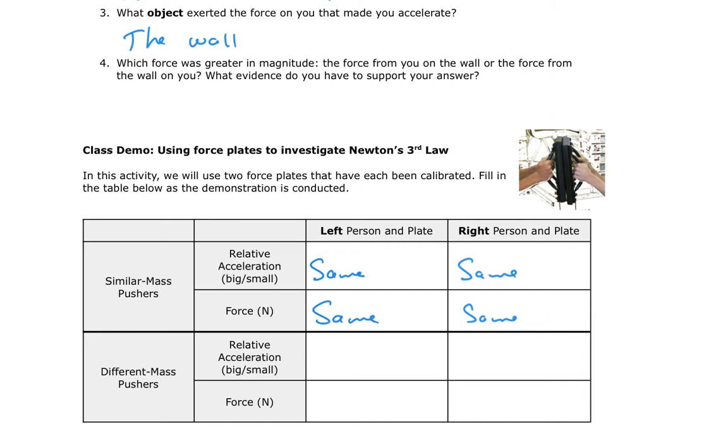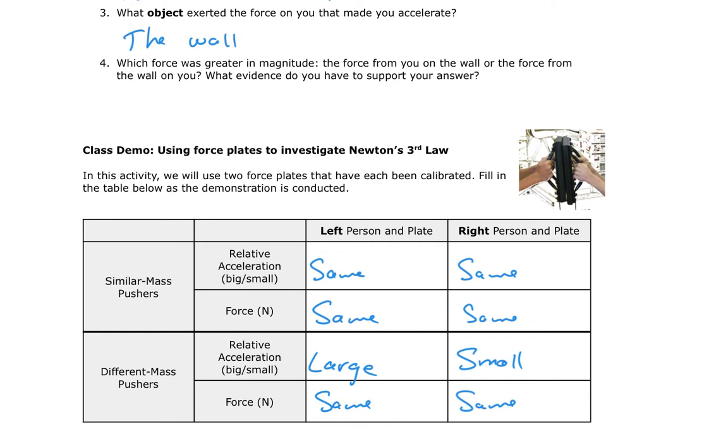But what you should have seen, and hopefully what we saw, is that the person on the left side, that was me, had a very large acceleration, right? I went flying through the door. I almost ripped the cords out. The person on the right had a very small acceleration. That's Mr. Higdon. Mr. Higdon on the desk didn't move very much at all. But what did you notice about the force? You should have seen that both of us read the same exact force on our force plates. So that's the interesting part, okay? That's the really interesting part.